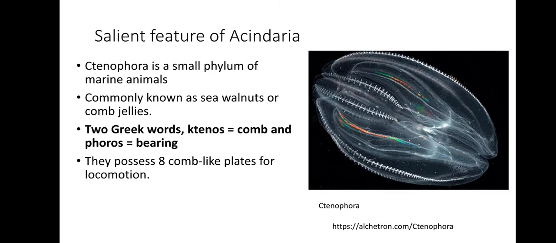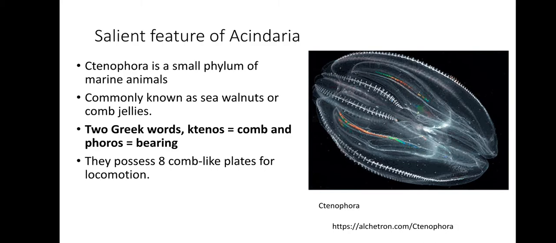Now the name Acnidaria is because these animals don't have nidoblast. What we have seen in the previous section, the corals, they are cnidarians because they have nidoblast. Whereas another related member, here they don't have nidoblast, so they are called Acnidarians, without nidoblast. That's the meaning. Now the example here we are talking about is the Ctenophora.